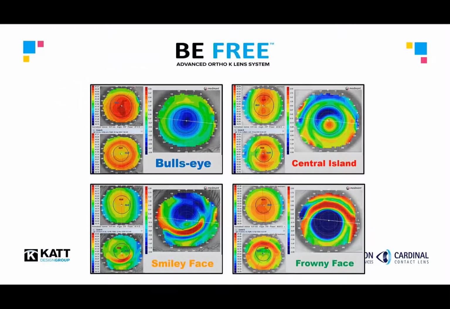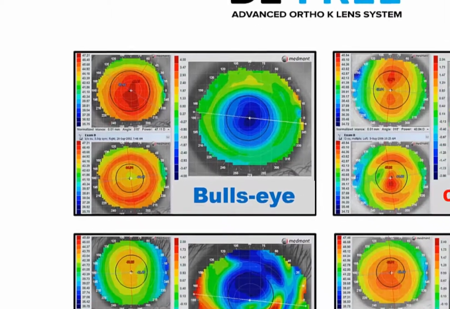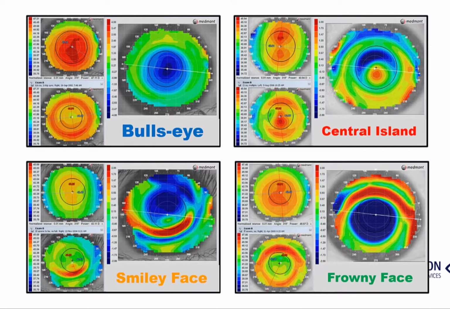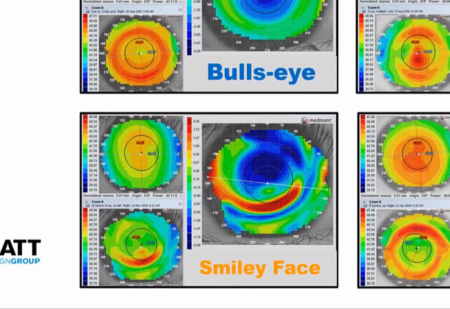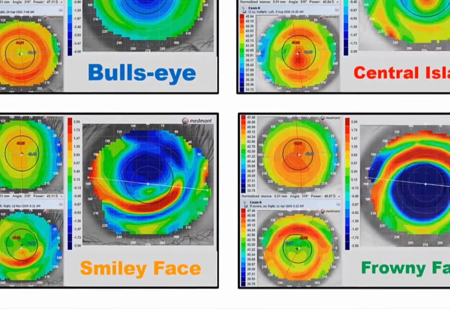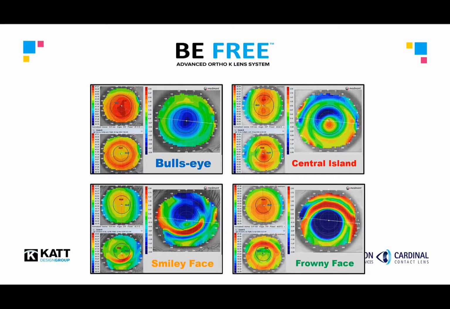The bullseye topographical response is the goal of orthokeratology treatment, but there are a number of other possible outcomes following orthokeratology lens wear. The central island shows apical steepening and is caused by excessive clearance and often a tight periphery. The smiley face is a loose lens that rides high and requires a tighter alignment zone. And finally, the frowny face is a low-riding lens that's too tight in the alignment zone. Let's review how simple it is to resolve these responses in the BE FREE software using a case example.